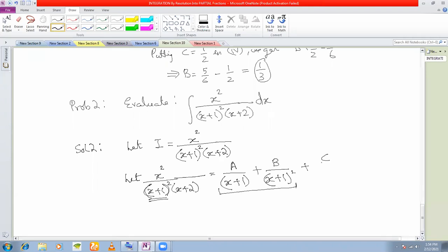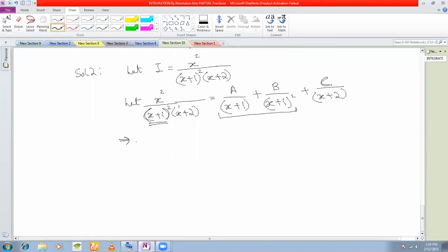And for the third factor, you put c by x plus 2, because this is again a power 1. So you have only a single constant. Now you cross multiply. If you cross multiply, you will get a into, I'm doing directly, a into x plus 1 into x plus 2 plus b into, if you multiply these two, x plus 1 whole square into x plus 2, you have x plus 1 whole square in the denominator, you simply get x plus 2 here, right? And here you will get c into x plus 1 whole square, right?